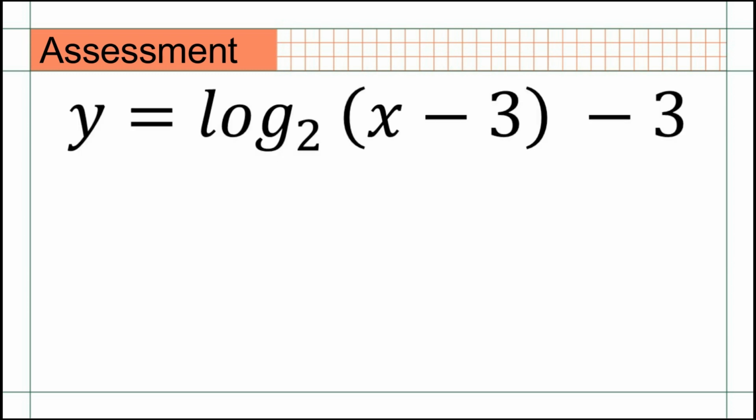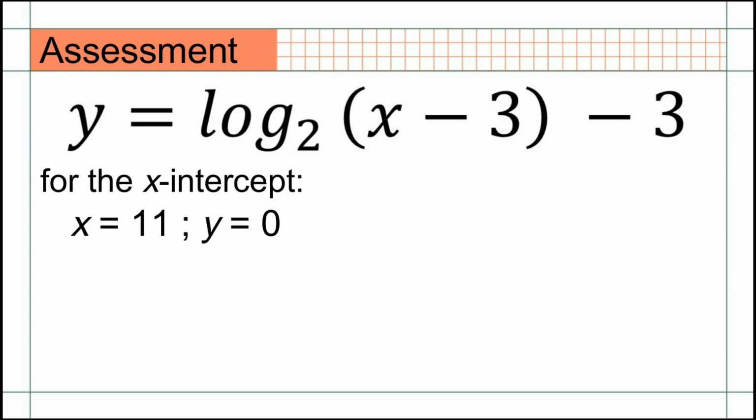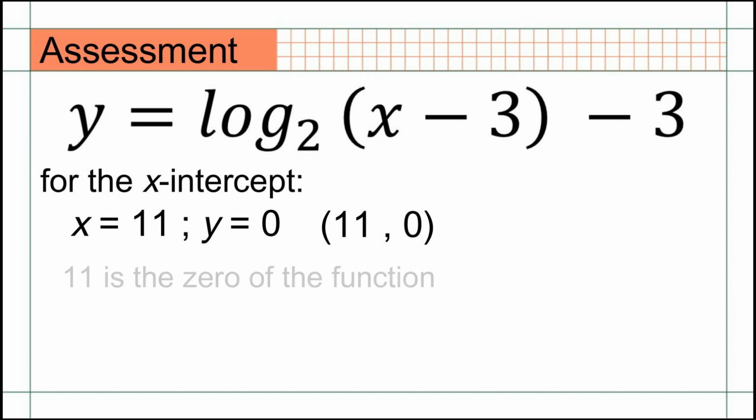Now, let's check your answer. The x-intercept of the given function is x equals 11 and our y is 0. So we have 11, 0. This means that the graph will pass through the x-axis at point 11, 0. Also, 11 is the zero of the function.